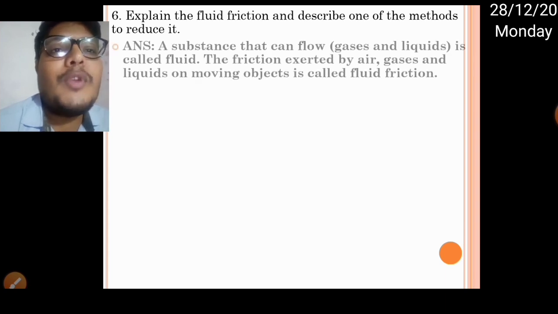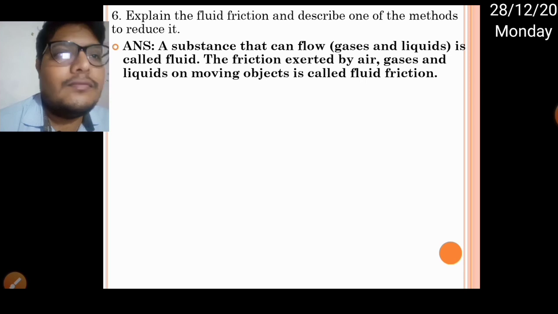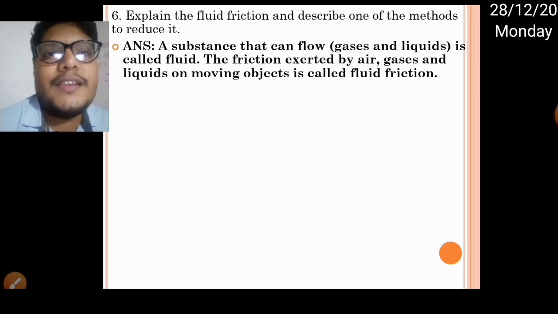See the first point here. A substance that can flow. In the bracket, gases and liquids are called fluids, right? As I told you, all kinds of gases and liquids are known as fluids. The friction exerted by air, gases and liquids on a moving object is called fluid friction.